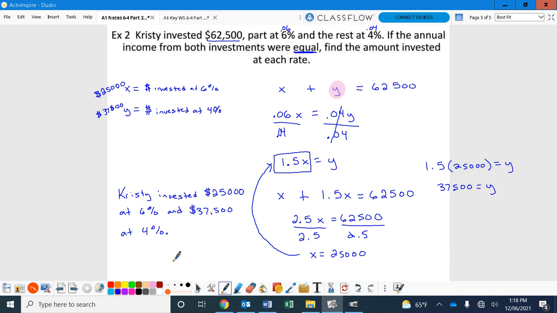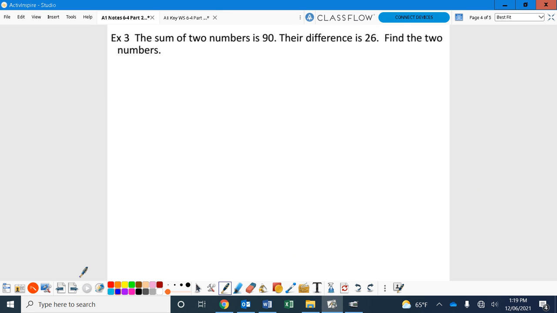Anybody still writing on this one? We good? Yep. Okay. Here we go. Again, the next one, very much an algebra-based problem. So, the sum of two numbers is 90. Their difference is 26. Find the two numbers.